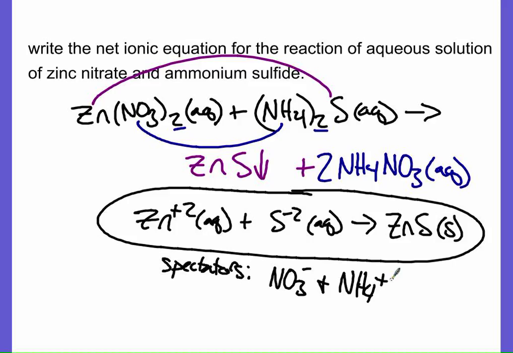Now, if my precipitate was supposed to be the ammonium nitrate, I have to make sure that it's balanced, and I have to know that I had 2 of the nitrate ions and 2 of the ammonium ions that are combined to make 2 ammonium nitrates. So I might have to account for that in my net ionic equation, but in this case I just had 1 and 1 to make 1, so it is what it is.